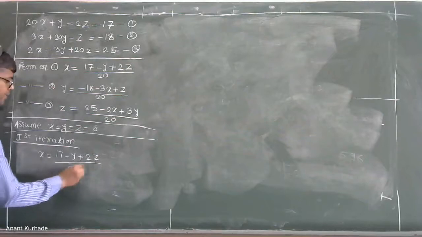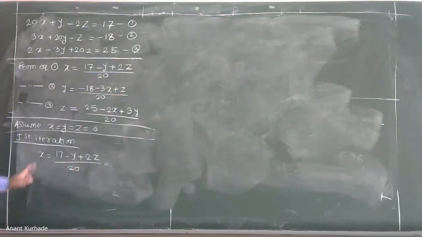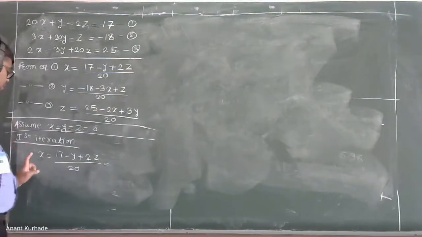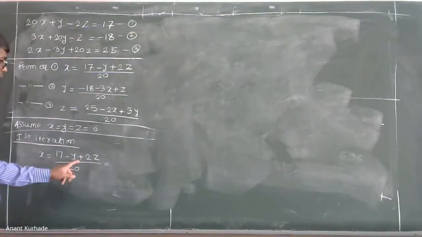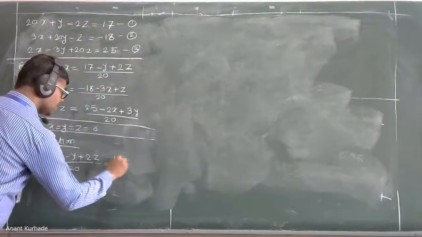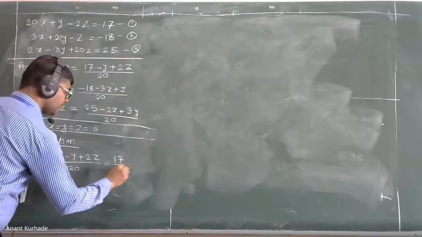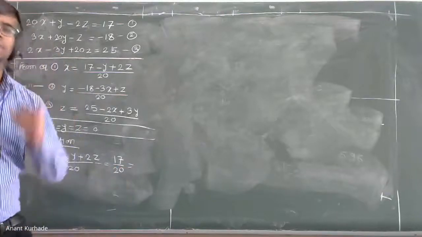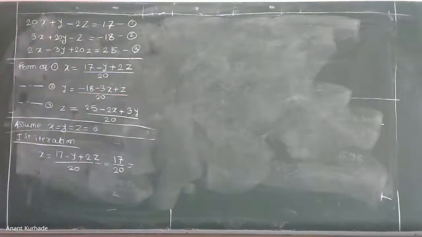So for the Jacobi iteration method, while calculating the first iteration, the first value of x uses y0 and z0, because we have the initial values. So what will be your answer? 70 divided by 20. Use 4 decimal places. Then your answer is 0.85.